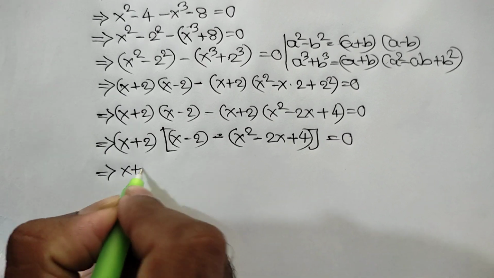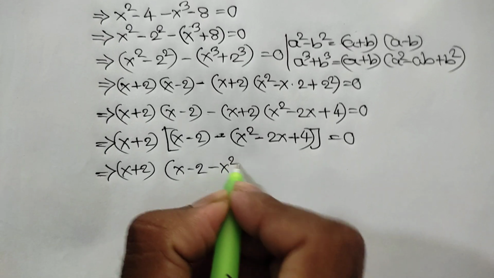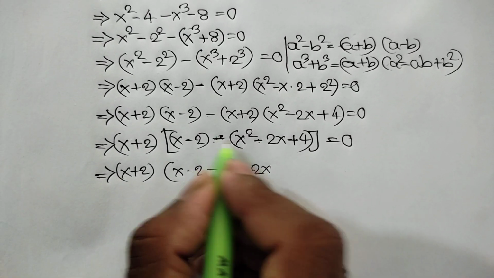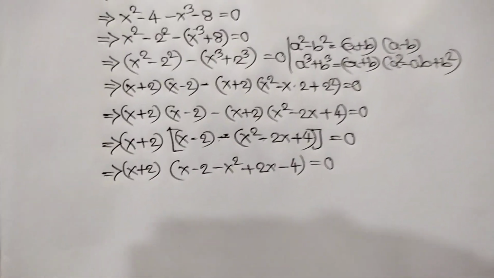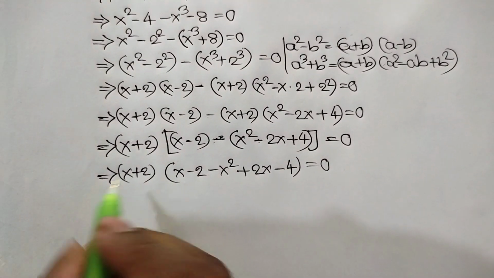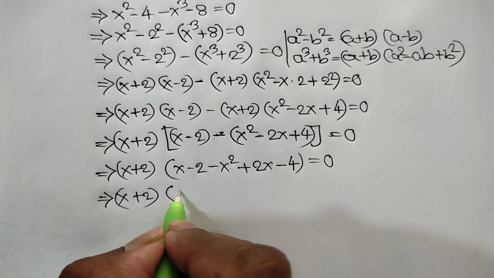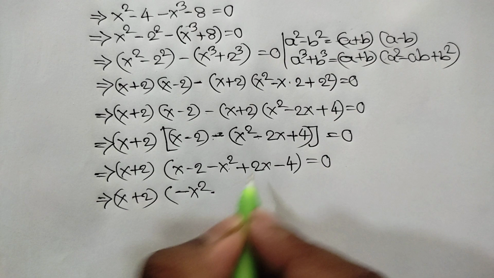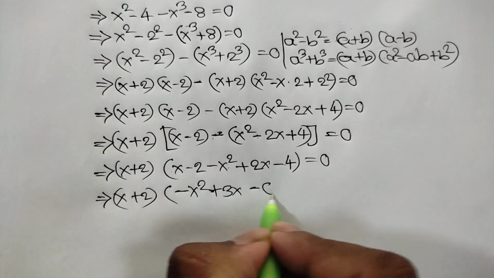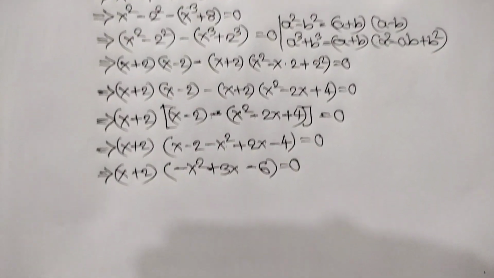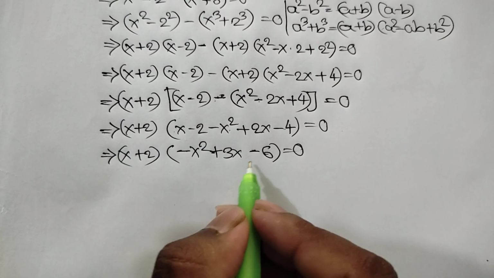Or x plus 2 times x minus 2 minus x square, minus times minus this plus 2x, plus minus minus 4 is equal to 0. Or x plus 2 times minus x square, 2x plus x, that means plus 3x, 4 minus 2, that means minus 6 is equal to 0. Here we have two cases, one x plus 2 and one minus x square plus 3x minus 6.